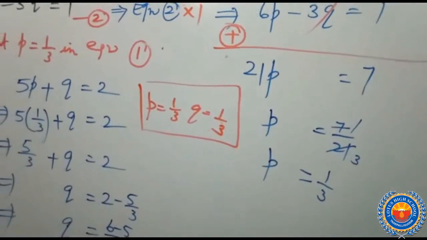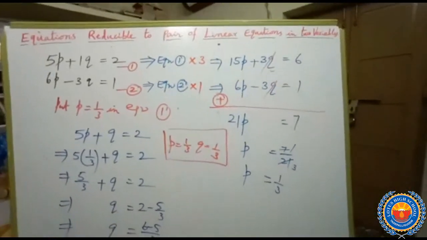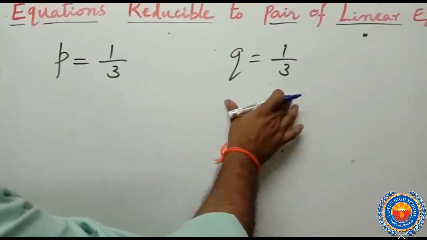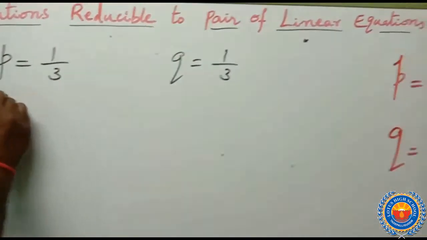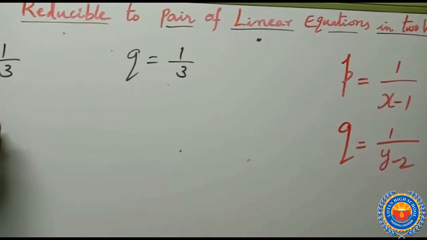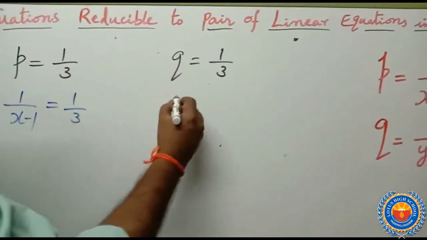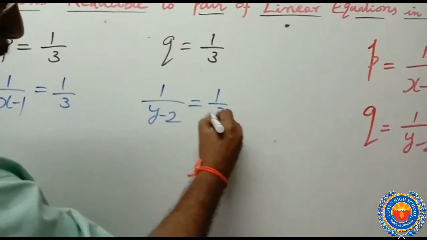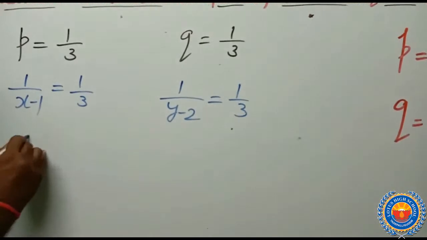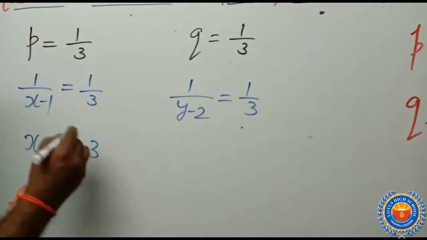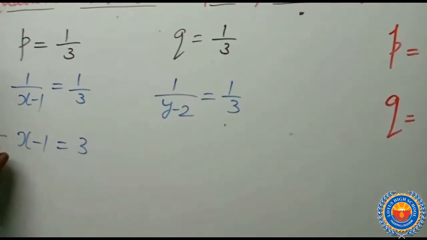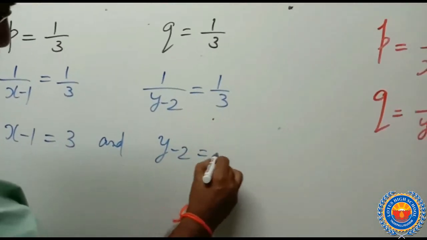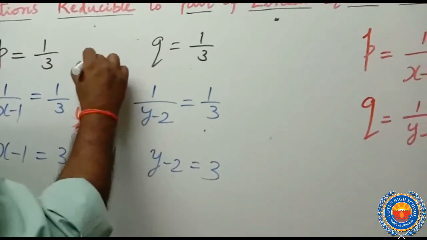Now I am going to find the x and y values. p is equal to 1 by 3 and q is equal to 1 by 3. Actually p is equal to 1 by x minus 1 is equal to 1 by 3, and q is equal to 1 by y minus 2 is equal to 1 by 3. Numerators are equal. That's why x minus 1 is equal to 3 and y minus 2 is equal to 3.